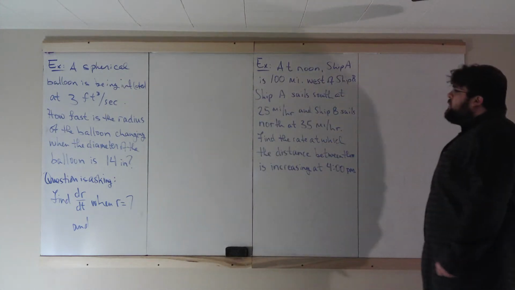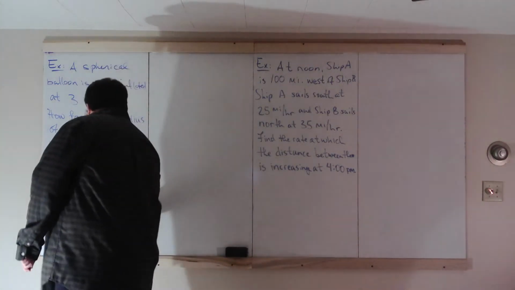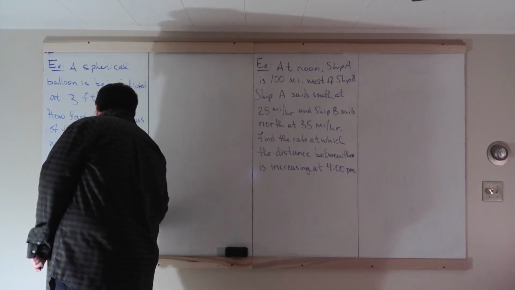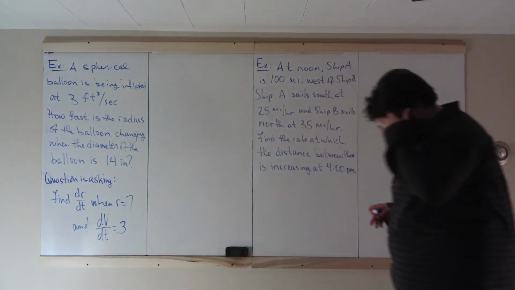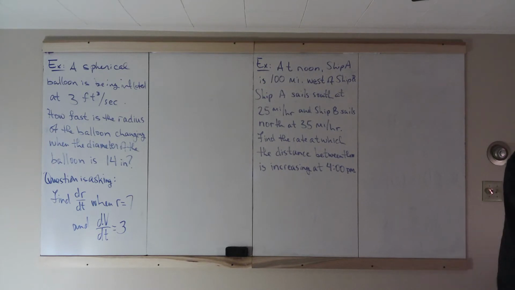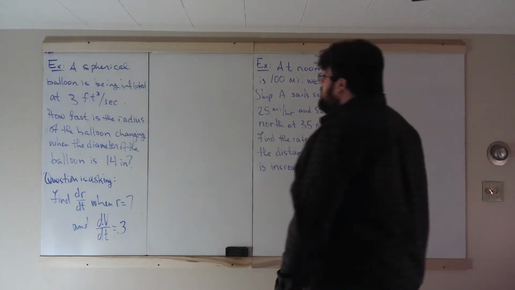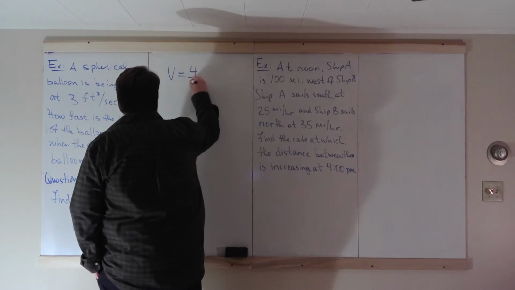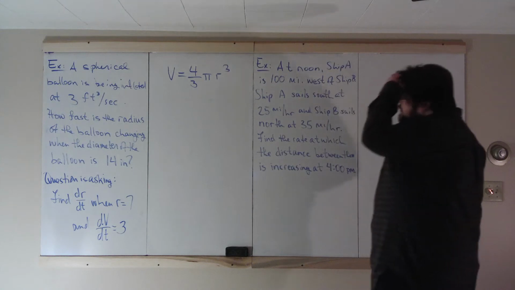What else does it tell us? A spherical balloon is being inflated at 3 cubic feet per second. Well, that's a rate. Which rate? It's telling us how the volume is changing. So we want how the radius is changing when the radius is a certain value and the volume is changing at that rate. Well, next we need an equation relating volume and radius. Well, there's our equation relating volume and radius of a sphere.